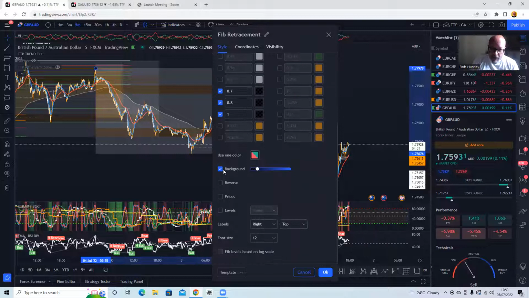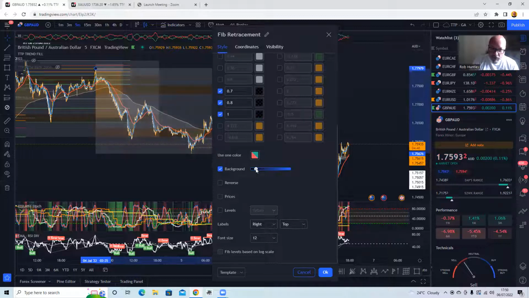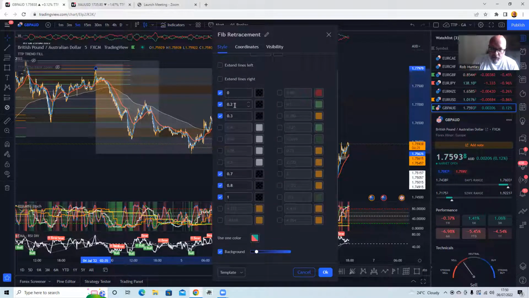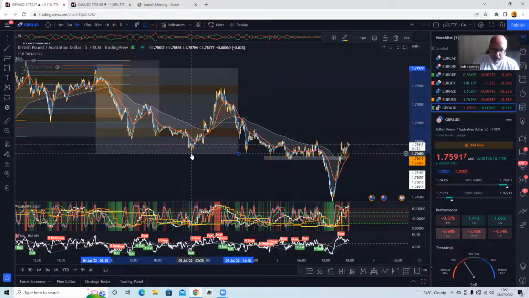And then down here, I've got the background, so you can make it nice and bright if you want, or I just want to get an idea of the zone. So there you go. There's the 0, the 0.2, the 0.3, 0.7, 0.8, and 1. So you're looking for pretty much the swing high, and on this occasion I took it from the swing high to the swing low down here, and that's created the zone here.